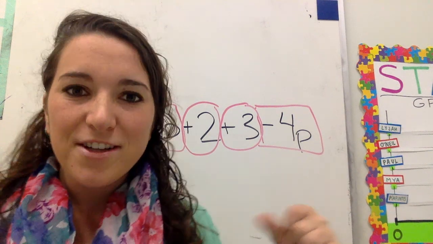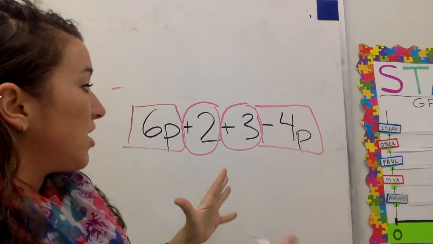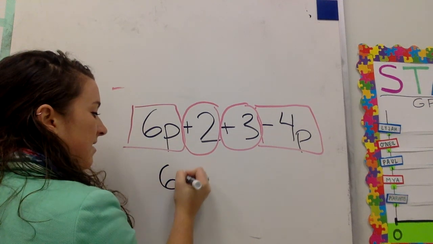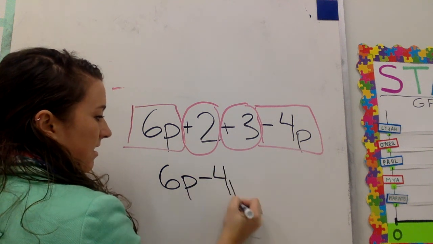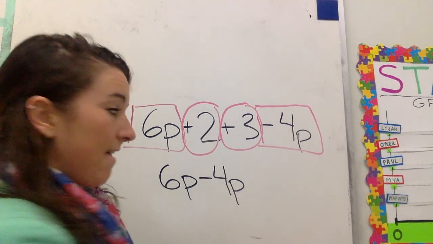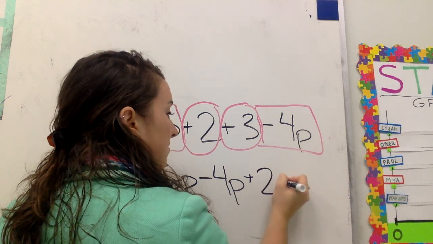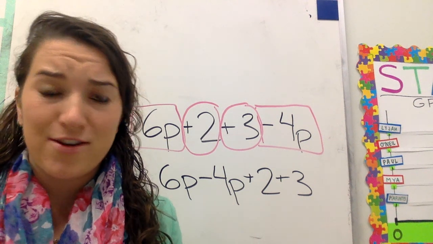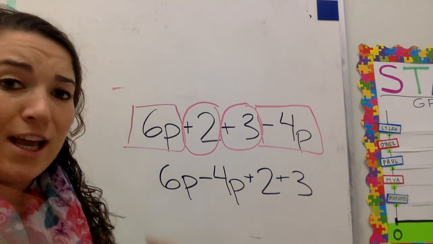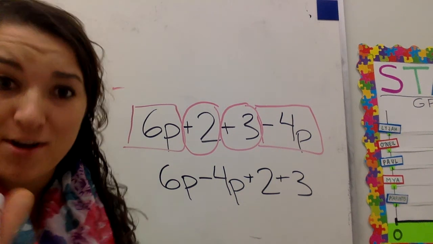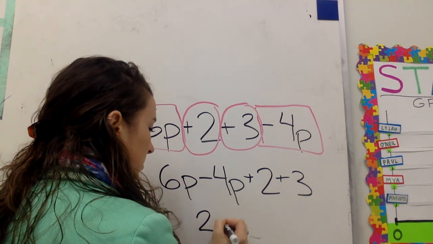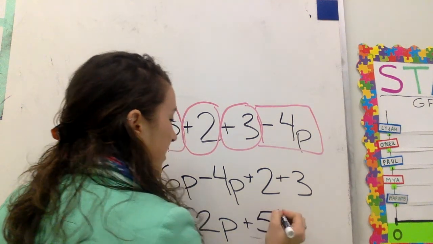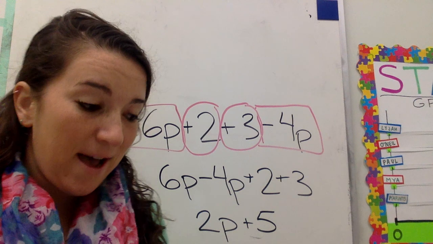Now I'm going to combine the squares, rewrite the whole thing so that the squares are next to each other and so that the circles are next to each other. So I'll have 6p minus 4p, because those are my two squares, plus 2 plus 3. And then the last step is just to combine the terms that are the same. So 6p minus 4p, you have 6 p's, you take away 4 of them, and I'm going to be left with 2p. And then 2 plus 3 is 5. So my final answer will be 2p plus 5.